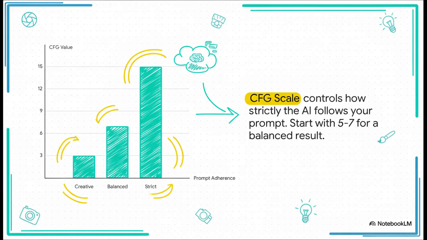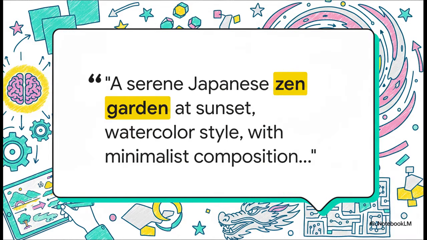You also have this amazing little dial you can play with called the CFG scale. This basically tells the AI how strictly it should follow your instructions. If you set it really low, you're telling the AI, hey, go wild, be creative. If you crank it way up, you're saying, stick to my prompt exactly. For most things, the sweet spot, a great place to start, is right there in the middle, somewhere between 5 and 7.